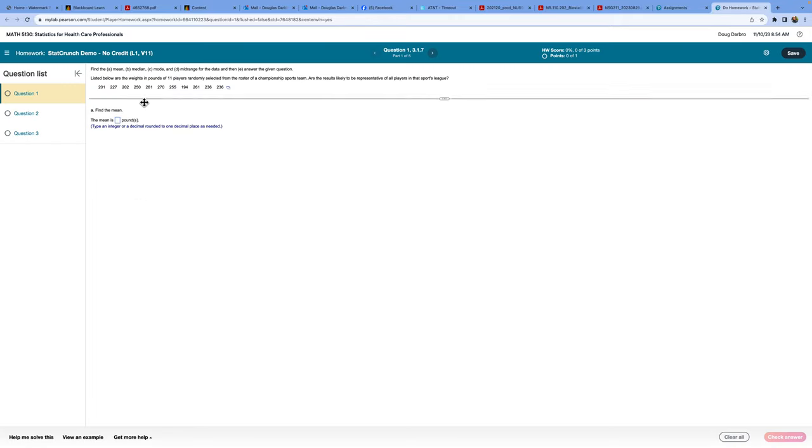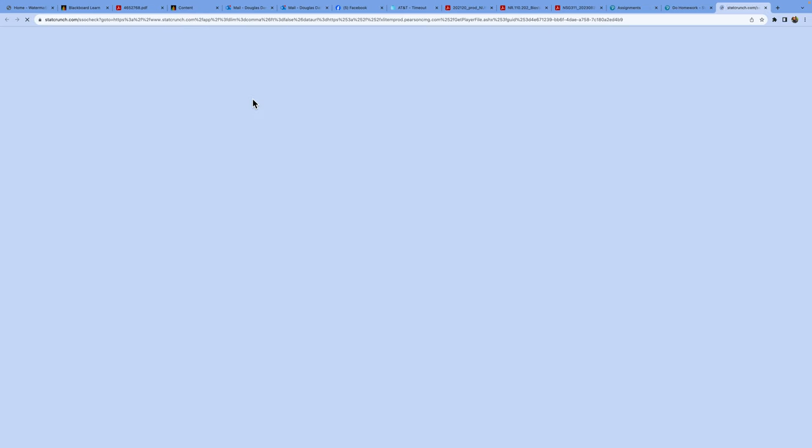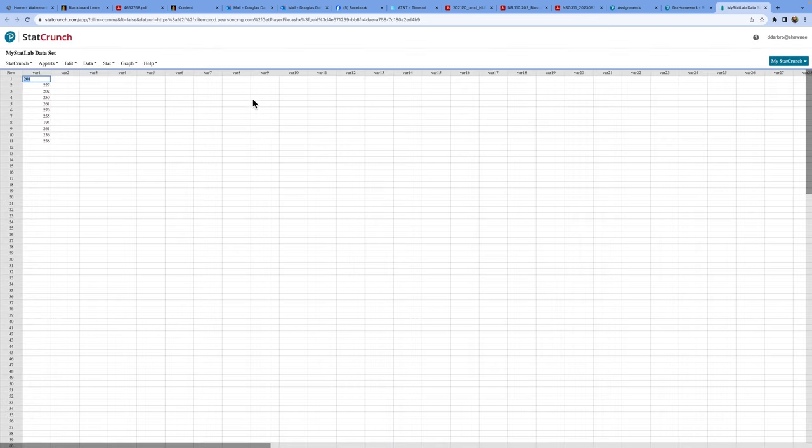Now, the first question asks us to find the mean, the median, the mode, and the mid-range for the data set that we're given. And so we have these measurements that apparently list weights of 11 randomly selected players from a roster. There's an icon right there, and if I click that, then I can open this in StatCrunch, and I can start performing my calculations.